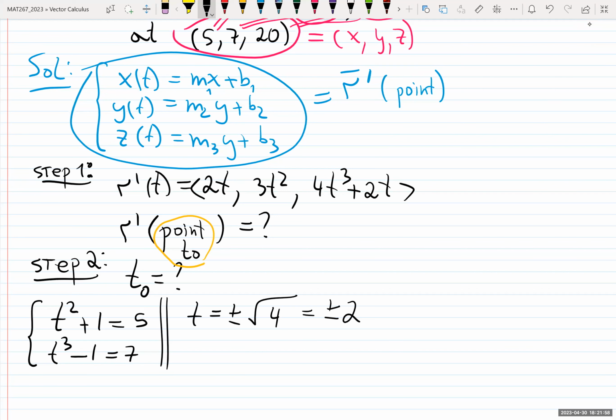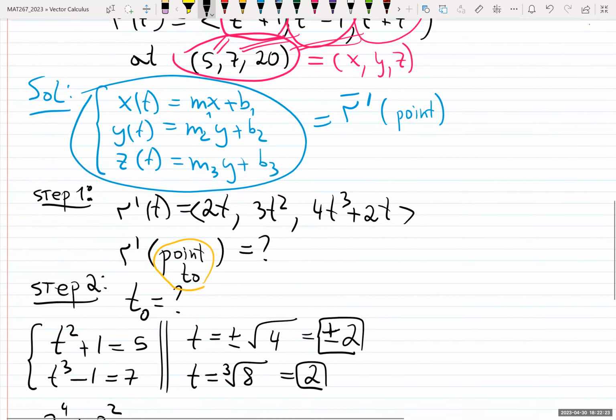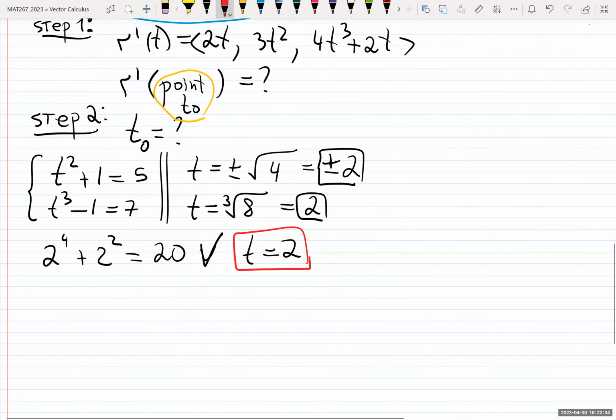So the others should give me a strict choice. t equals the cube root, which is not plus or minus, of 7 plus 1, which is 8. Oh, well, that's plus 2. We know that. So we only need plus 2. And we can check with the third one. If I plug 2 into the third one, 2 to the 4 plus 2 squared, it had better be 20, because it's supposed to be 20. And when I calculate, it is indeed 20. So 2 is good, check mark. t is indeed 2, put it in the box. Plug it in, give the answer.